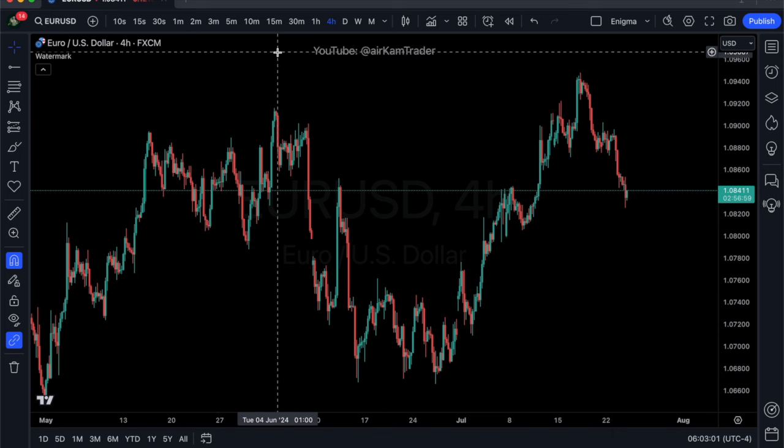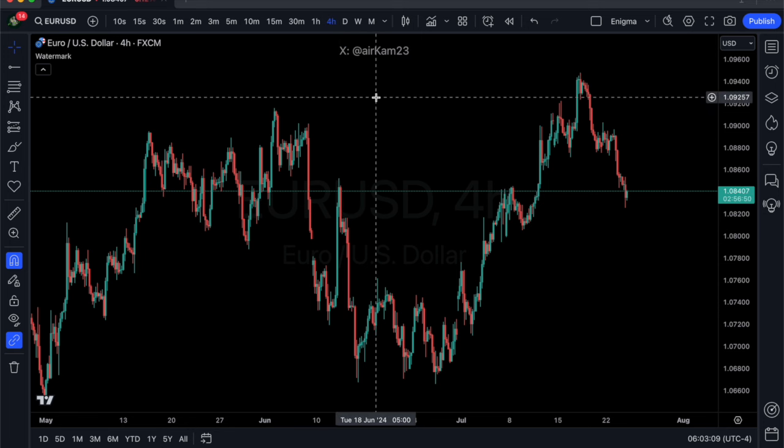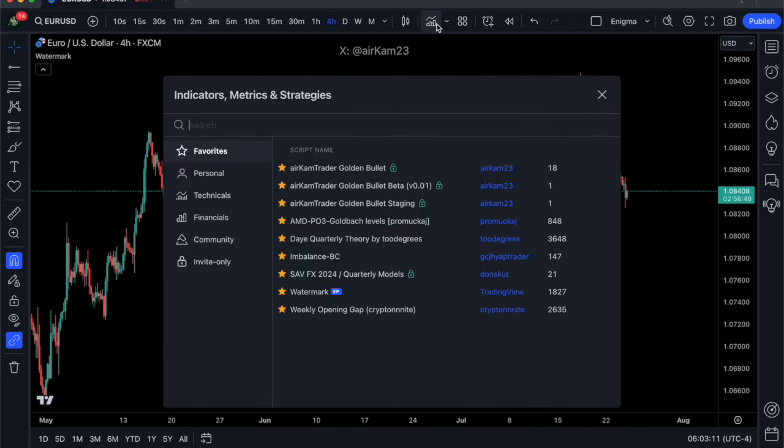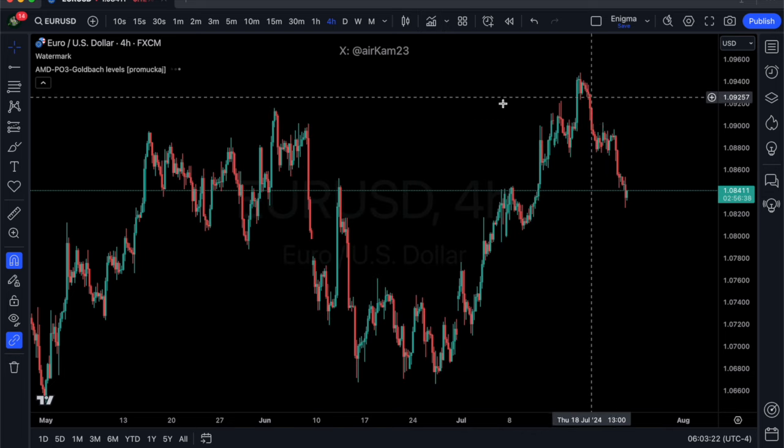Now, in this case, we're on the 4-hour time frame because we want to understand the higher time frame trend, and the Goldbach indicator that I prefer is the one by Pro Muck AJ, which is the AMD power of 3 Goldbach levels. So loading this indicator up.